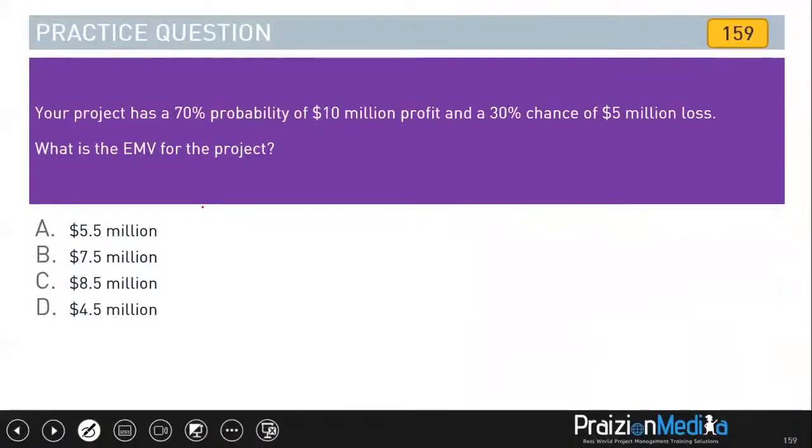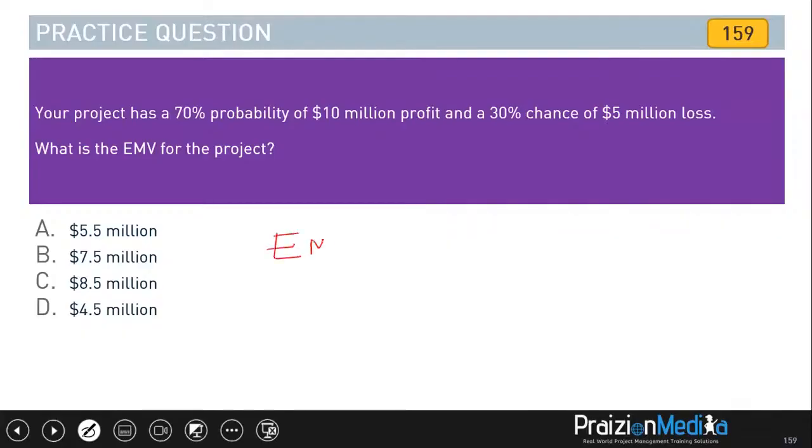Your project has a 70% probability of $10 million profit and a 30% chance of $5 million loss. What is the EMV for the project? Now, I do want to make it clear these questions may not be like this on the exam, especially where multiplication or addition or mathematical functions are concerned, but this is still a good assessment of understanding. So go for it. All right.